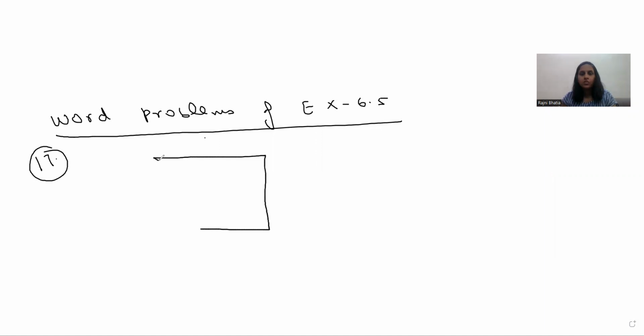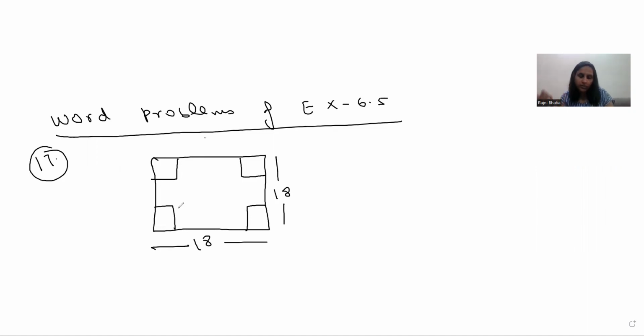Since it is a square, all the sides will be equal. So if this is 18 centimeter, this will also be 18 centimeter. A square piece of tin of side 18 centimeter is to be made into a box without top by cutting a square from each corner. So we have to cut a square from each corner. After cutting a square from each corner and folding up the flaps to form a box.